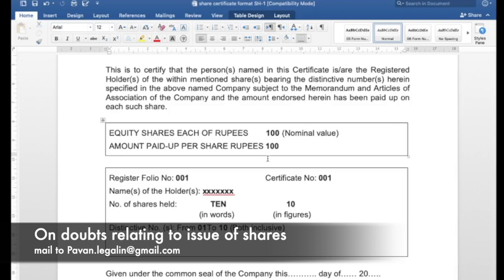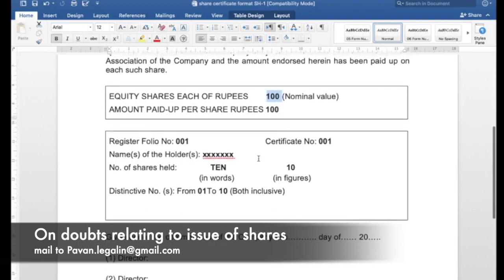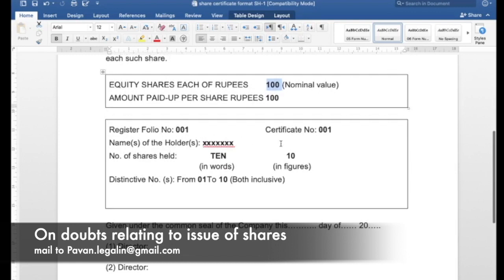Here we have to remember that the Companies Act does not allow issue of shares at a discounted rate, apart from issue of sweat equity shares or while converting debt into equity. Apart from these two cases, issue of shares at a discounted rate is prohibited under the Companies Act. So do not mention a share value lesser than the nominal value. Then coming down is the registered folio number, certificate number, name of the holder, number of shares held, and the distinctive numbers.